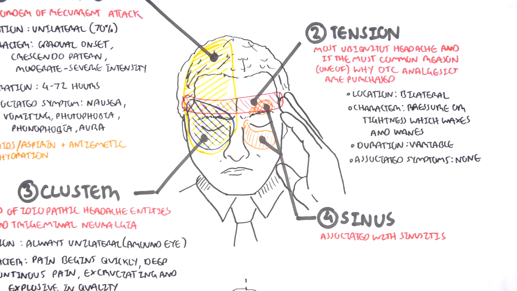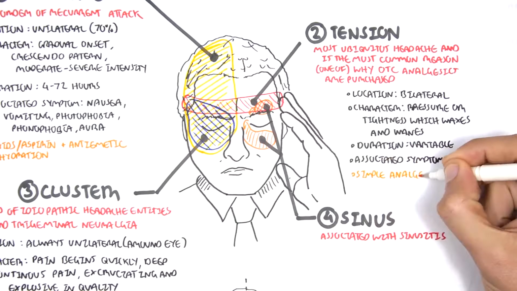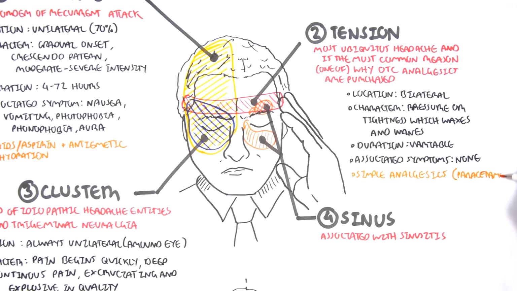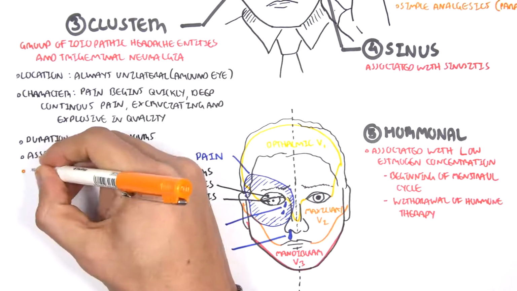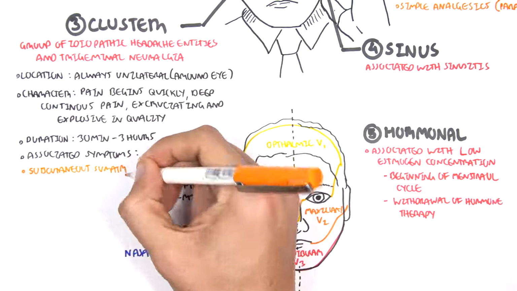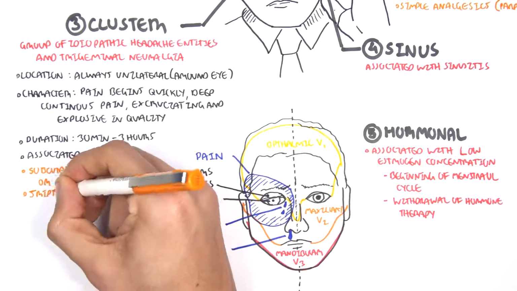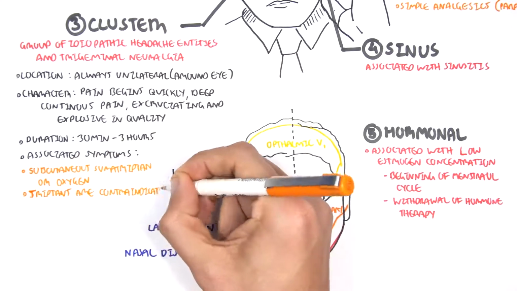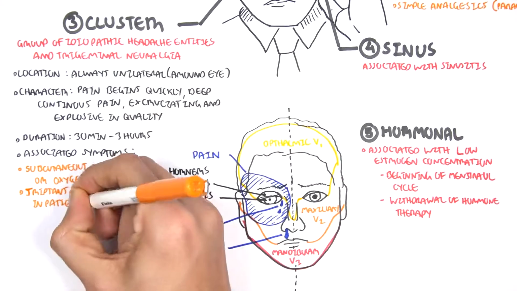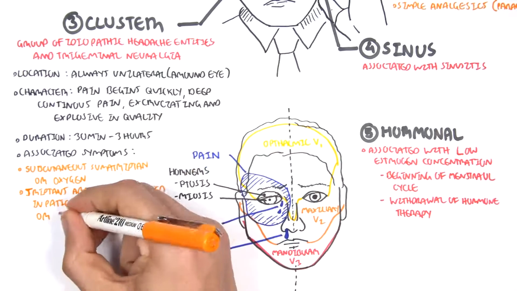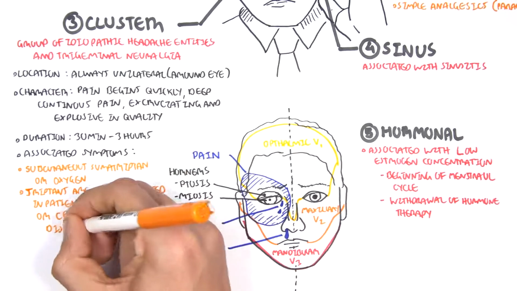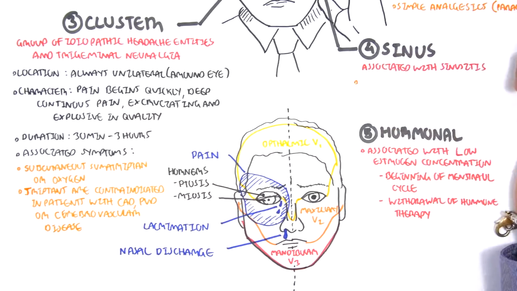For tension headaches, simple analgesics. So this is paracetamol. And again, tension headache is one of the common reasons why people buy over-the-counter paracetamol. For cluster headaches, subcutaneous sumatriptan or oxygen can be given. Triptans, which include sumatriptan, are contraindicated in certain patients with coronary artery disease, peripheral vascular disease, or cerebrovascular disease.